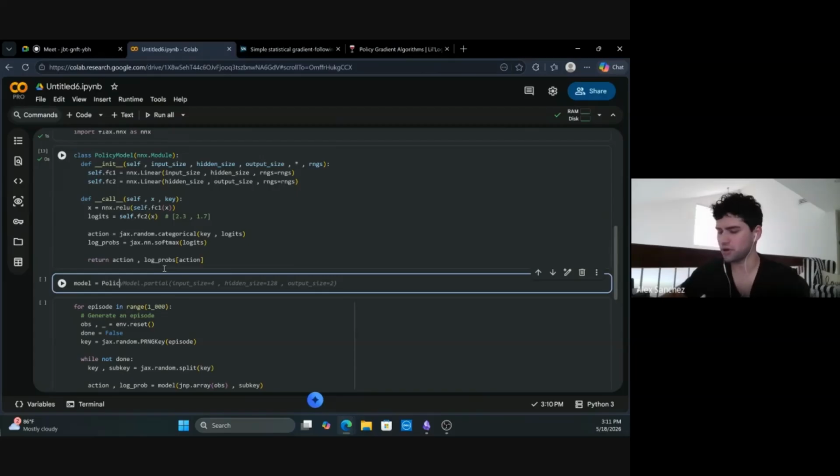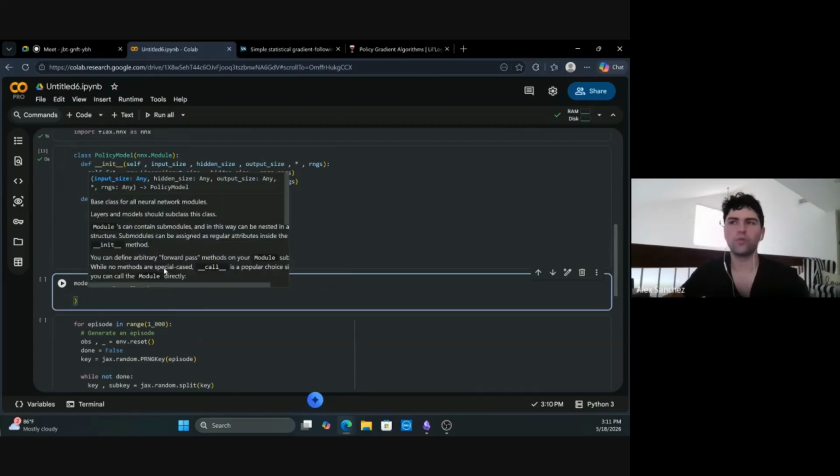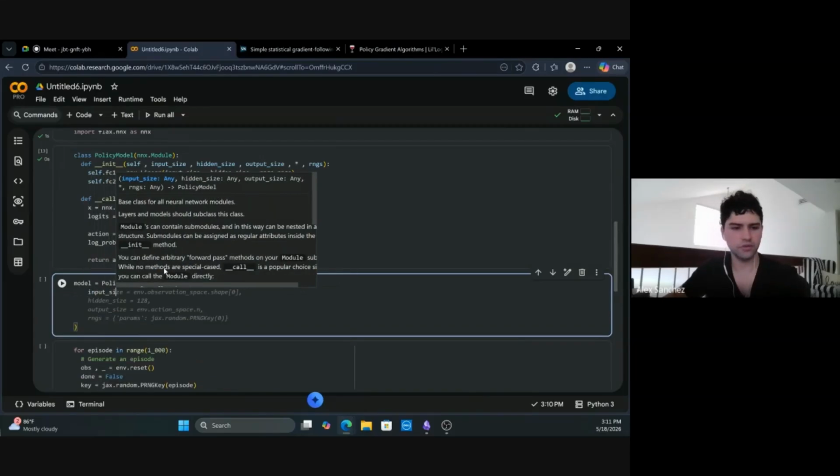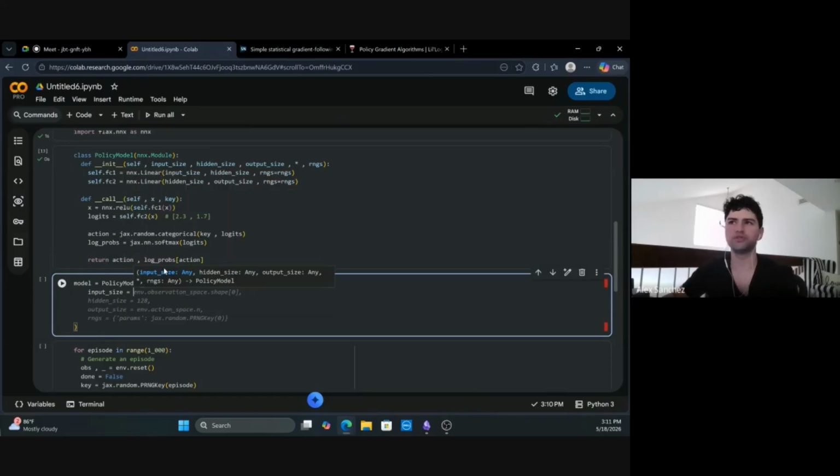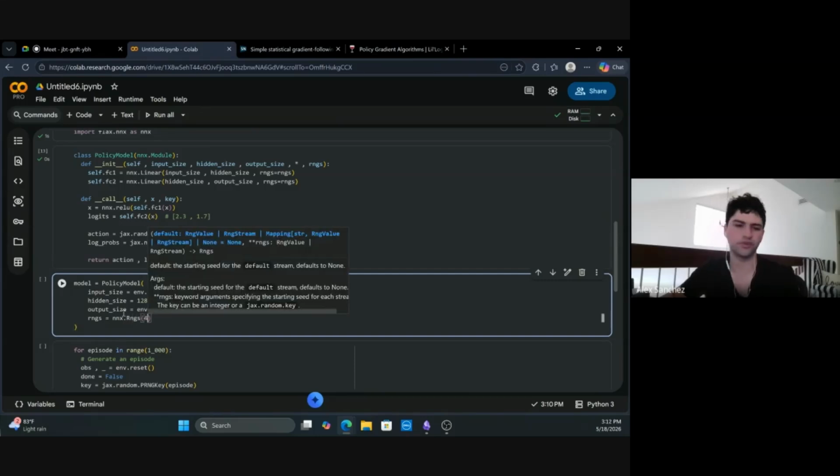let's see, policy model. And what do we want our input size to be? Remember, our input size, we want it to be 2. In this case, yeah, let's just follow it through like that. And here, RNGs. Let's just use 42. I like 42.